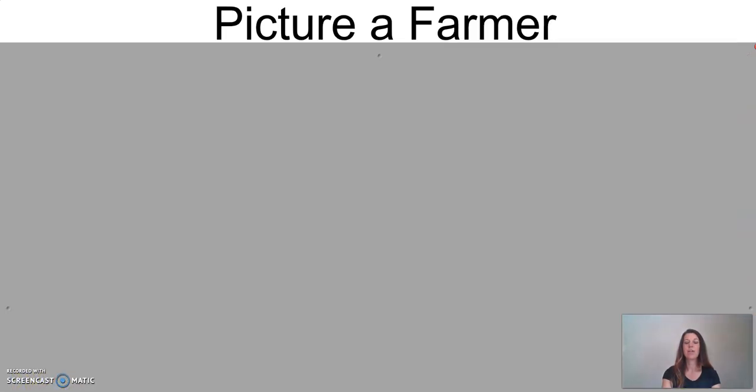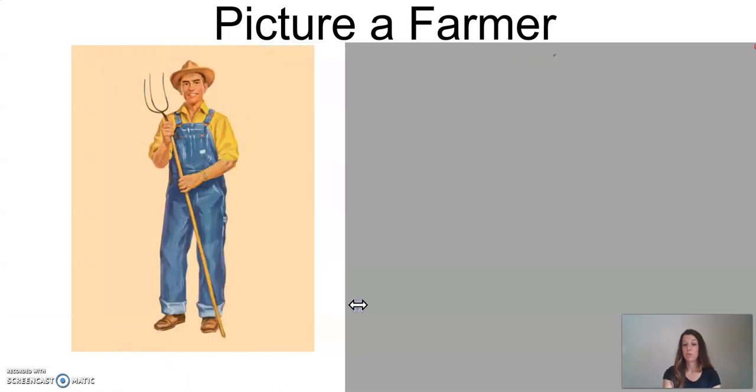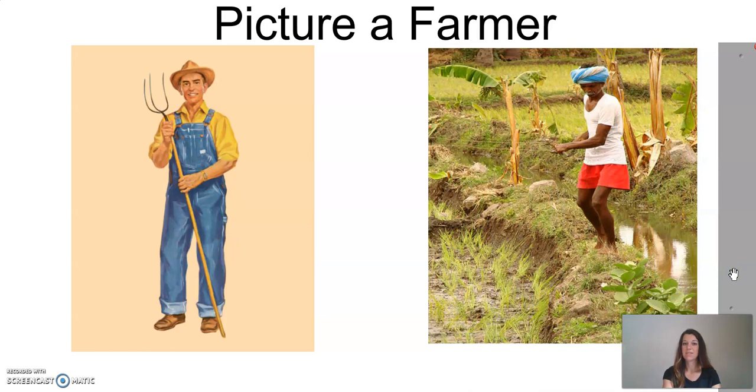Now I want you to close your eyes again and picture a farmer. When you're ready, write down the first thing that you see. How many of you pictured a farmer that looks something like this, holding a pitchfork, wearing overalls, a hat, work boots? Did you picture a farmer that looks something like this? Which one do you think is the stereotype? If you chose picture number 1, you are again correct.